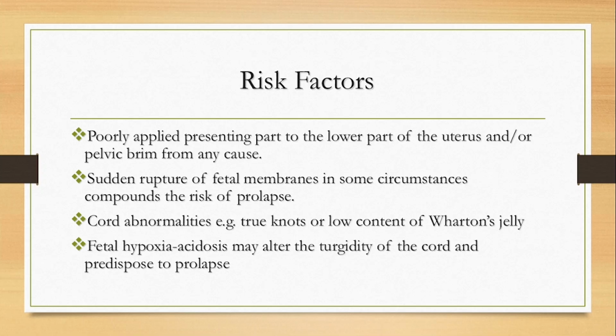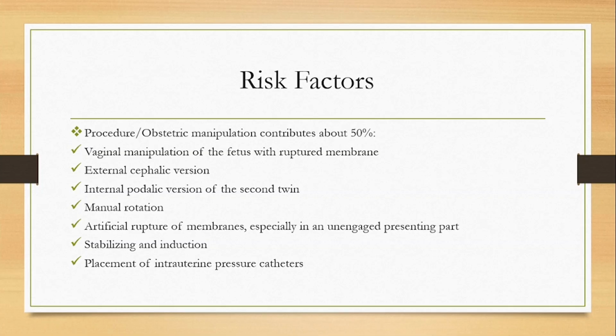Now, other things that could be responsible are cord abnormalities. There's a condition called true knots or a low content of Wharton's jelly. This is also a challenge and can lead to cord prolapse. Now, fetal hypoxia and acidosis may alter the turgidity of the cord and predispose to it. When there's repeated hypoxia, it may affect the cord, and that way will lead to a cord prolapse.